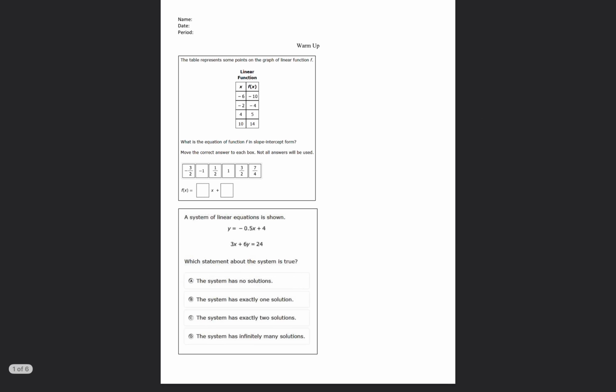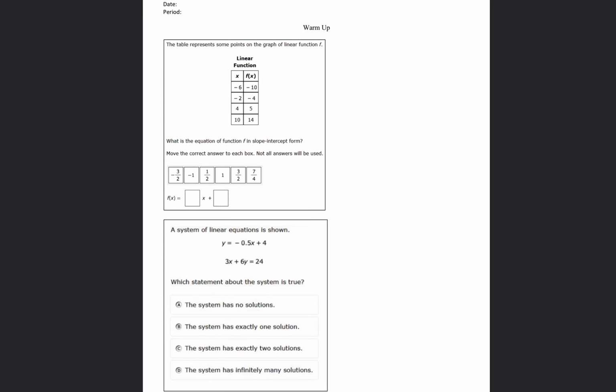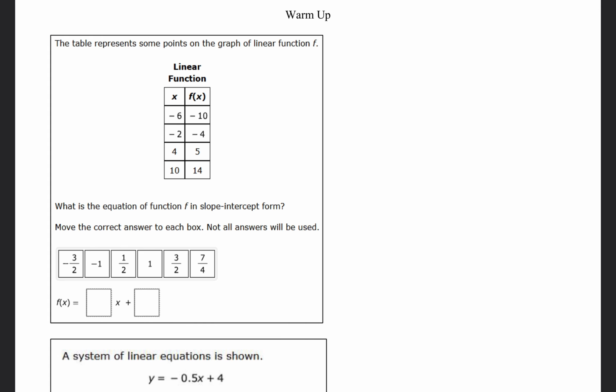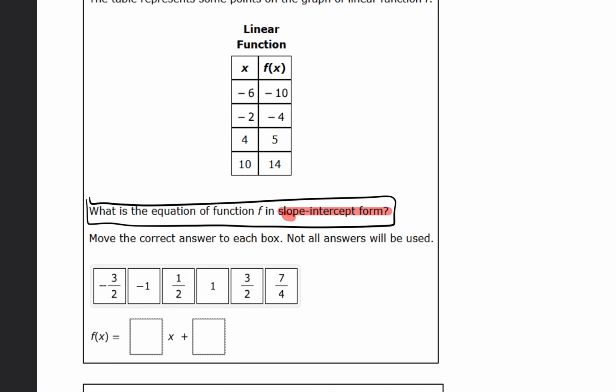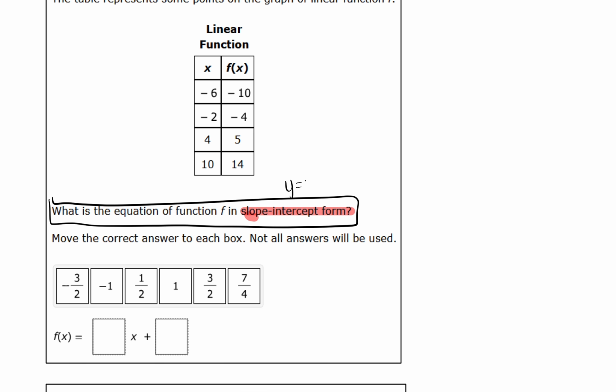Okay, so today, let's go ahead and go over the warm up. So, you guys should have grabbed a calculator. And so, what we're going to do is, again, we always go straight to the question. Okay, and it's asking for slope intercept form. So, when we have slope intercept form, that's going to be y equals mx plus b.